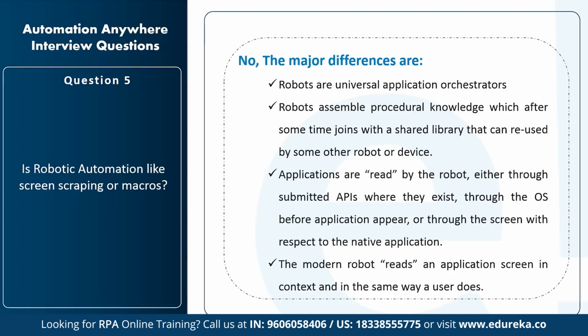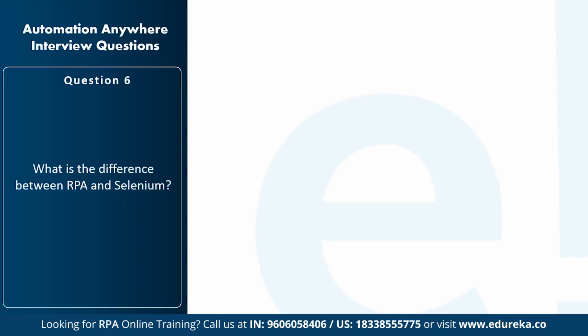Robots basically assemble procedural knowledge which after some time joins with a shared library that can be reused by other robots or devices. So applications are read by the robots either through submitted APIs where they exist, through the operating systems before the application appears, or through the screen with respect to the native application. In this last case, the modern robot reads an application screen in context the same way the user does, right? So as part of the robot training, it is shown how to read an application display much like a user is shown. So basically, robotic automation is not like screen scraping or macros, as robots are intelligent enough and they can see the data as a user can see, and obviously they can be reused for any other applications or services.